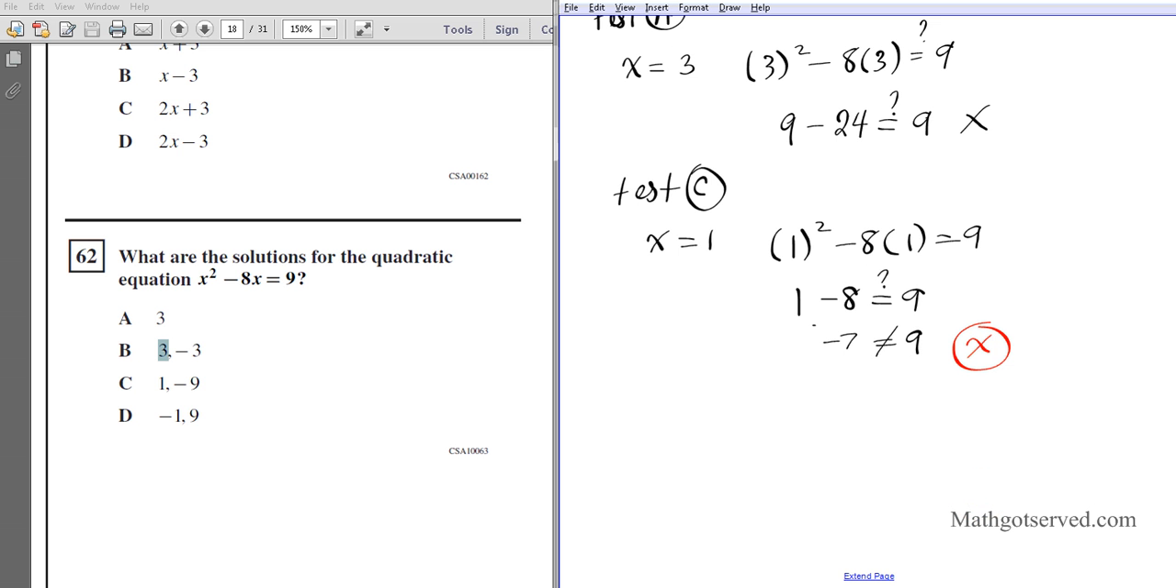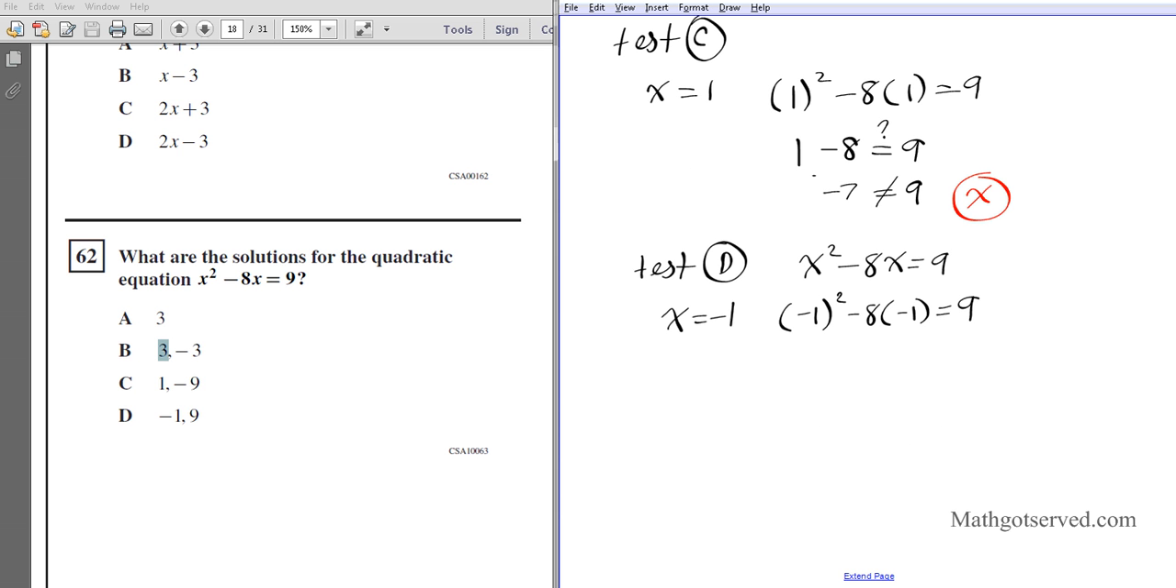All right? So the answer is D, but how about we make sure? We can't take chances here because we want to pass our CST, right? So we want to test D, x equals negative 1. So let's plug that in and see if we have a true statement. We're going to plug it into this equation. Let me rewrite the equation here so we know what we're doing. x squared minus 8x equals 9. So we're plugging in negative 1: negative 1 squared minus 8 times negative 1 is equal to 9.